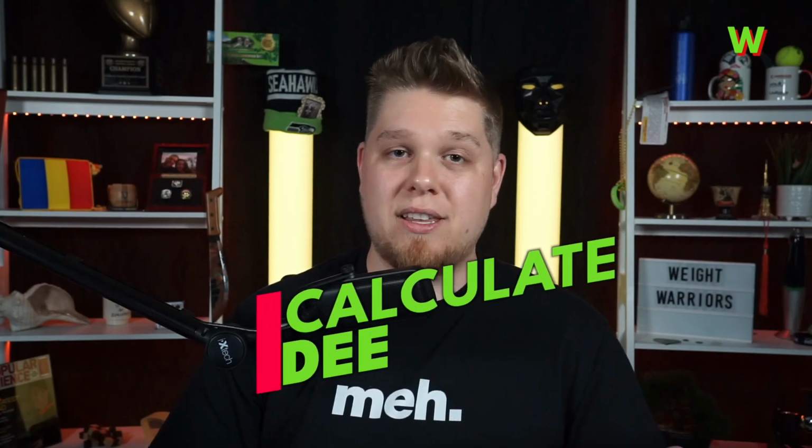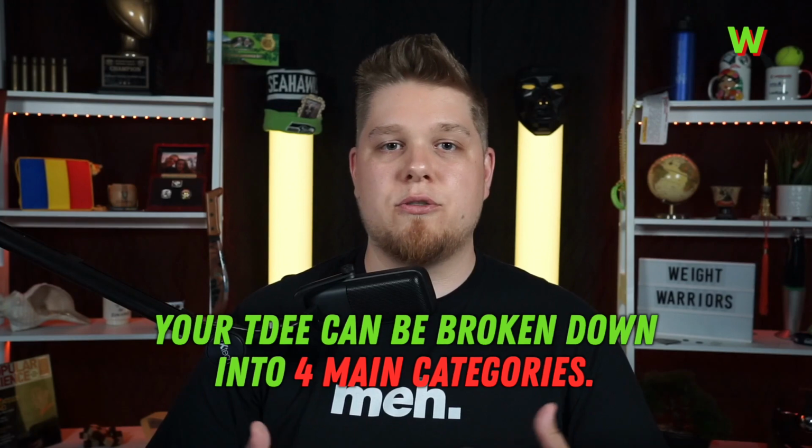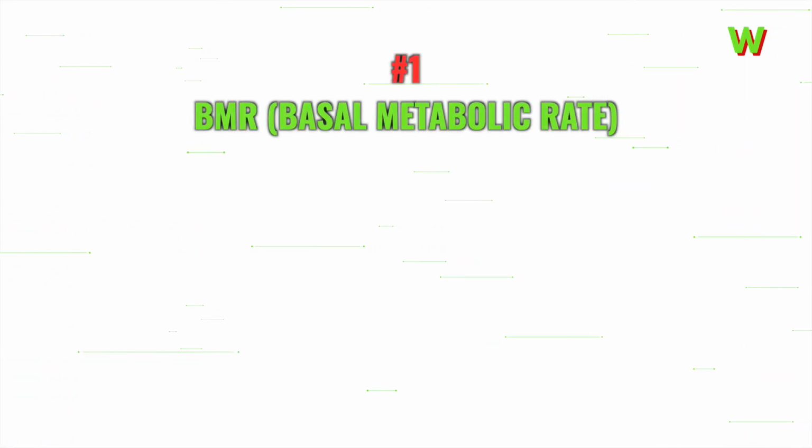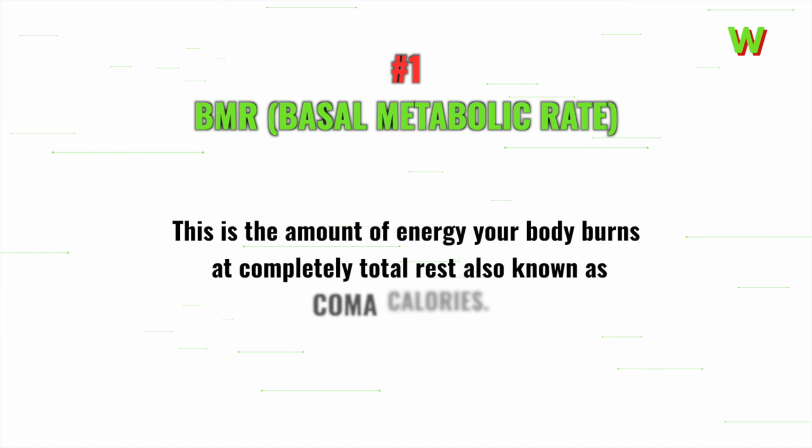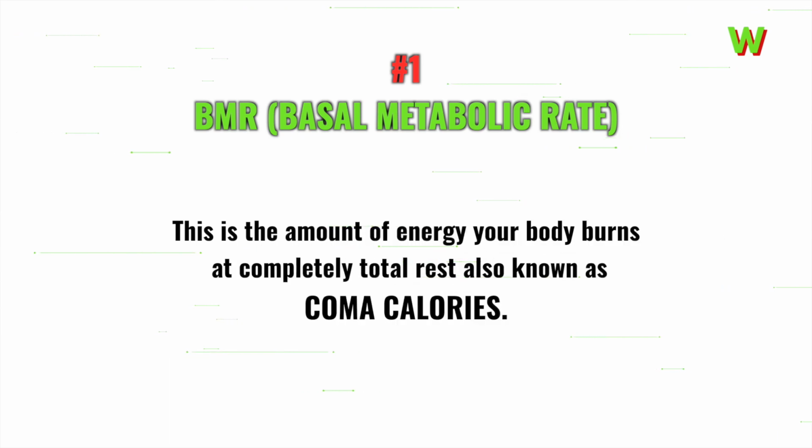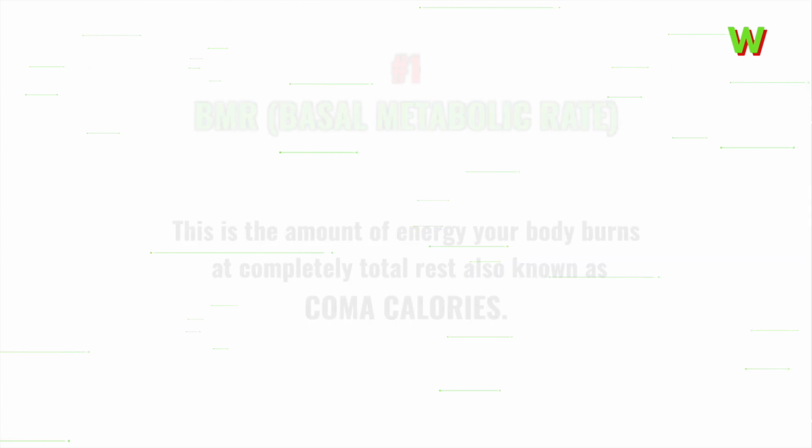Anyway, getting back to calculating TDEE, there are a few different methods, and again, your TDEE can be broken down into 4 main categories. You can calculate each one of these categories to get an estimate of your TDEE. The first of the 4 categories would be your basal metabolic rate, or BMR. This is the amount of energy that your body burns at complete and total rest, aka coma calories. Online calculators can help you figure out your BMR. There are also some pretty intense methods that measure the carbon dioxide that you breathe out, where it can calculate how many calories your body is just burning at rest. Pretty cool stuff. But essentially, an online calculator is cheap, easy, and you can do that right now.